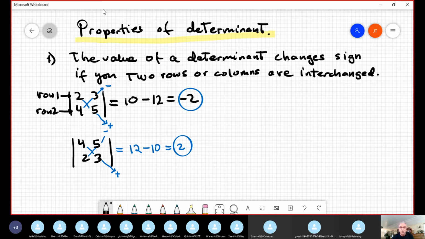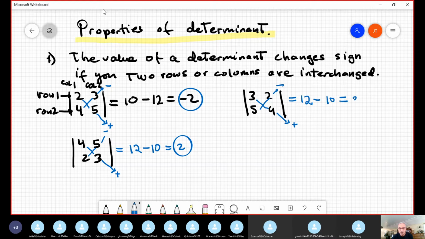Let me see now what happened when the column changes. This is the column 1 and this is the column 2 of the original. I interchange column 1 and column 2. Now we have a new one, 3, 5, 2, 4, right? Do you understand the thing I am doing? Now multiplication, 12 and 10. 12 minus 10 is positive 2, exactly the same as this. It's opposite sign to the original. Do you understand the property number 1?